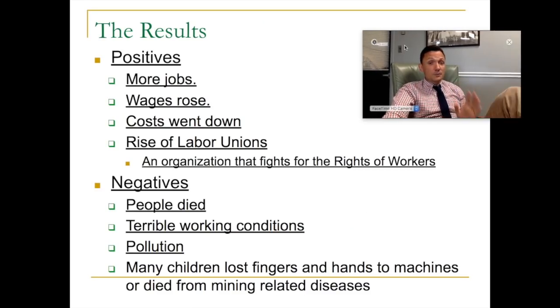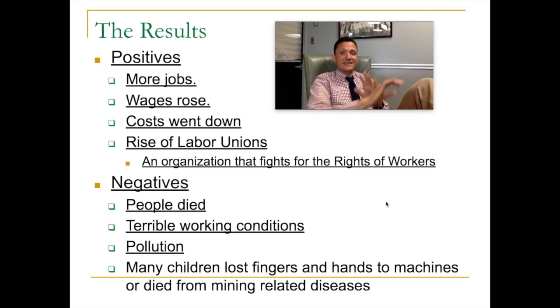Now, there are some positives to the Industrial Revolution. Do not think it's all bad, okay? Some of the big positives are you've got more jobs now. People are actually making more money than they used to on the farms as well because wages are going up. Costs of things are going down, right? People can now afford things like underwear and new shirts and clothes, and they can actually go out and buy things for themselves. Next to this cost going down, this thing called the Consumer Revolution actually popped up.